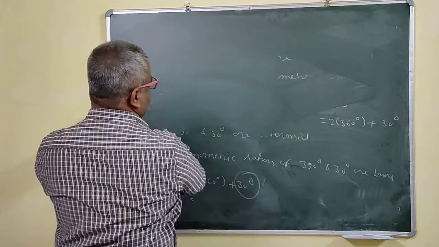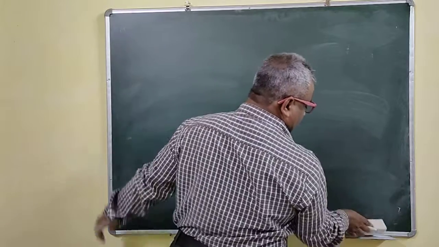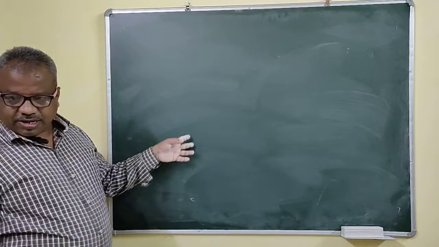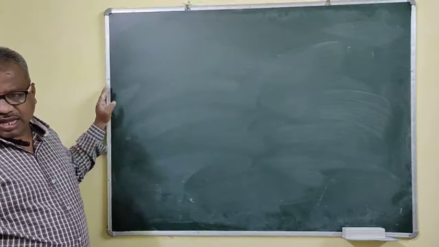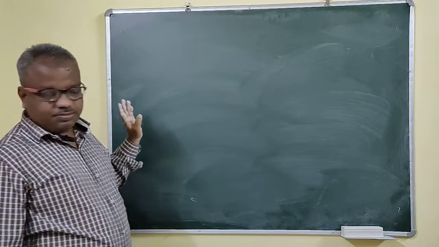Similarly, if it is 30 degree, 60 degree or 45 degree, then you can find the trigonometric ratios of any angle with the help of our Pythagoras theorem and standard unit circle.